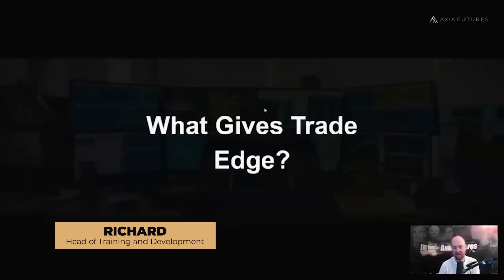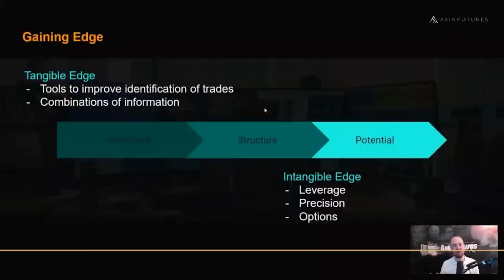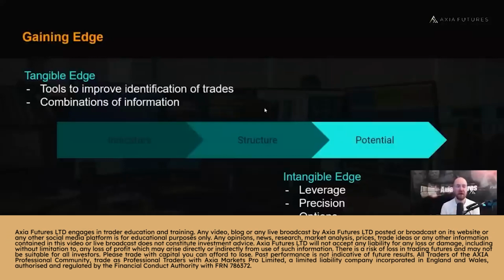What exactly is it that gives a trade edge? Now, edge comes from two different things. There's tangible edge, and this is edge that you can gain by having a better usage of tools, combination of tools. And the whole point of using certain tools, indicators, is to basically inform what you're already doing better. That's where you can gain some edge.